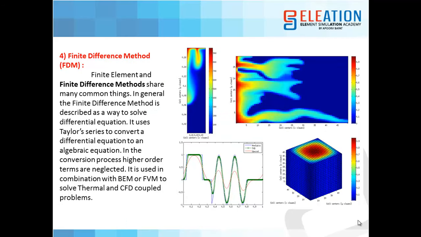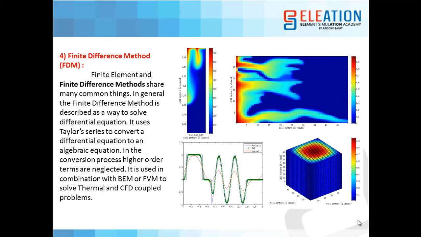Then we'll see about the finite difference method. So the finite difference method shares most common things with the finite element method. In general, the finite difference method is described as a way to solve differential equations. It uses Taylor series to convert a differential equation to an algebraic equation. In the conversion process, higher order terms are neglected. It is used in combination with the boundary element method or finite volume method to solve thermal or coupled problems.